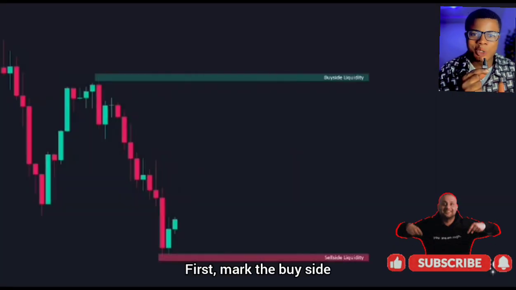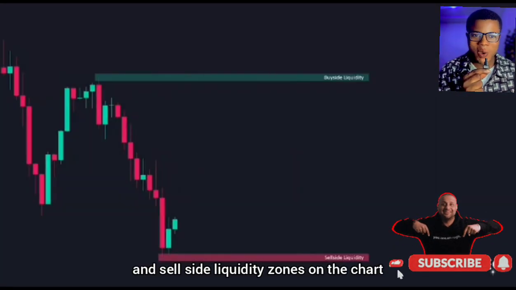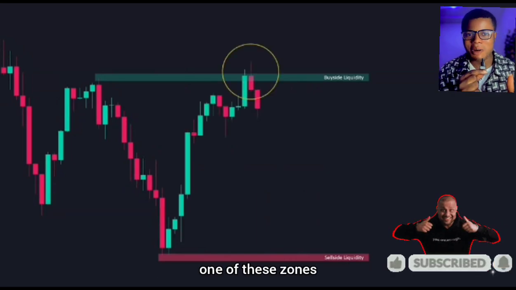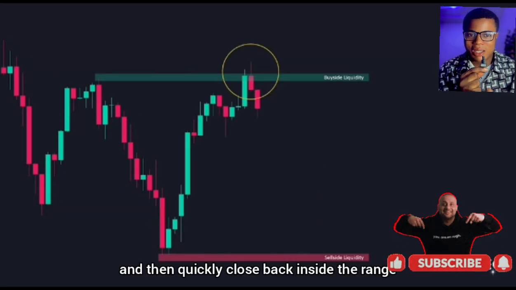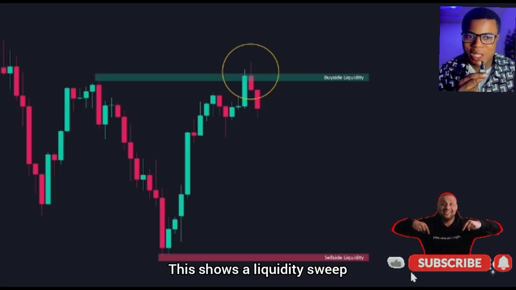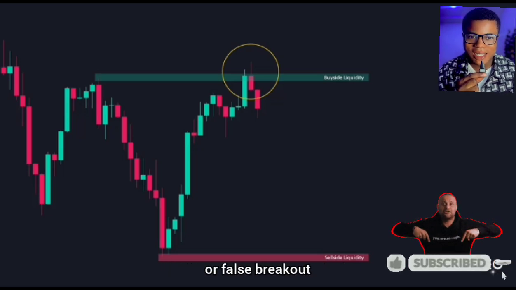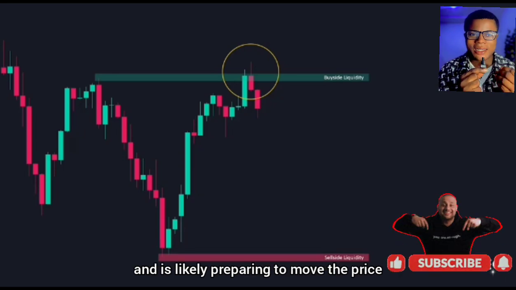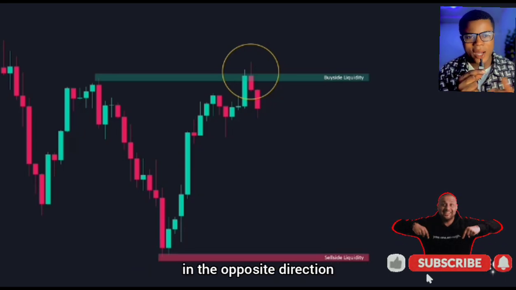First, mark the buy-side and sell-side liquidity zones on the chart. Then, wait for the price to break out beyond one of these zones, and then quickly close back inside the range. This shows a liquidity sweep, or false breakout, where smart money has collected the orders and is likely preparing to move the price in the opposite direction.